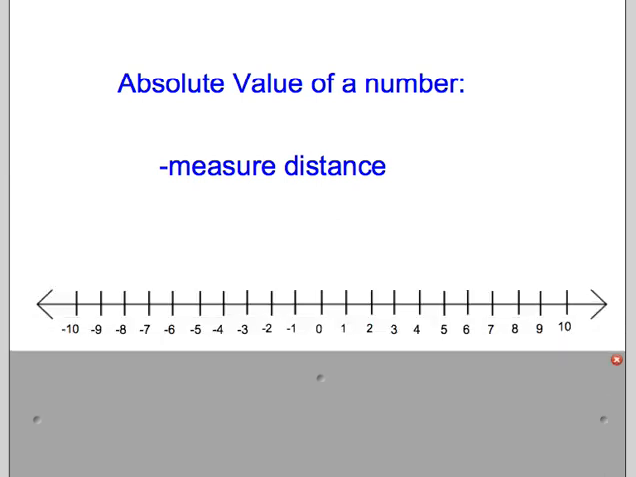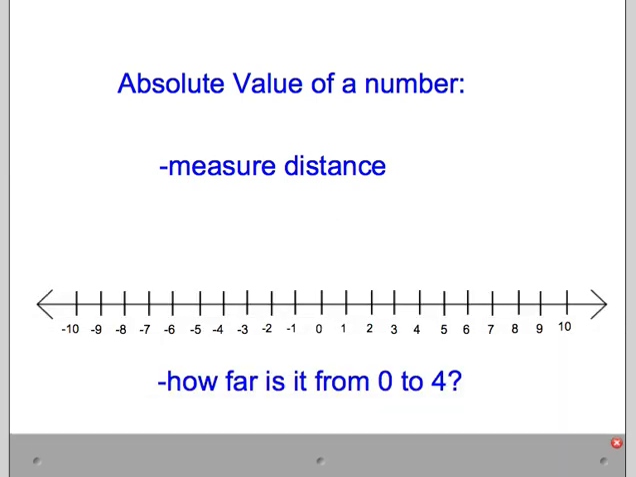So absolute value measures distance. On a number line, on this first part, how far is it from 0 to 4? Distance of 4. 4 units, correct? From 0 to 4 would be 4 units.